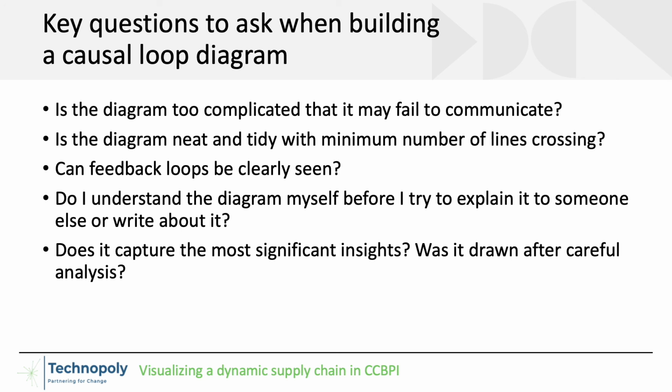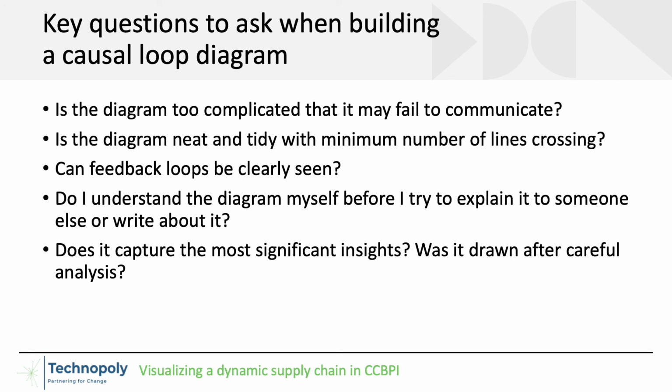Some more questions to think about. Is the diagram too complicated that it fails to communicate or confuses your audience? What we want is for the diagram to be neat and tidy with as few lines crossing the variables as possible. You don't want to have crisscross arrows. Can the feedback loops be seen? Can we actually spot the feedback loops, or are they hidden? Do I understand the diagram before I try to explain it to someone else or write about it? The biggest test is to be able to explain it to yourself without grappling for words.